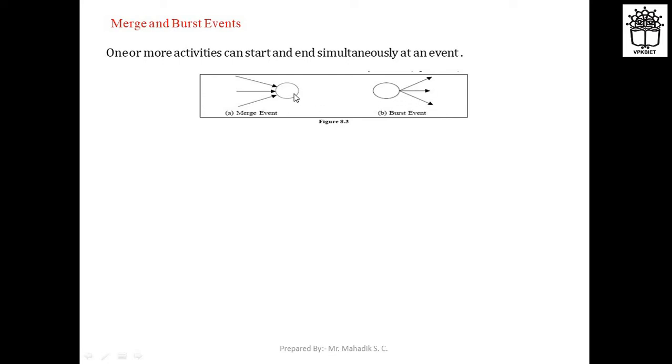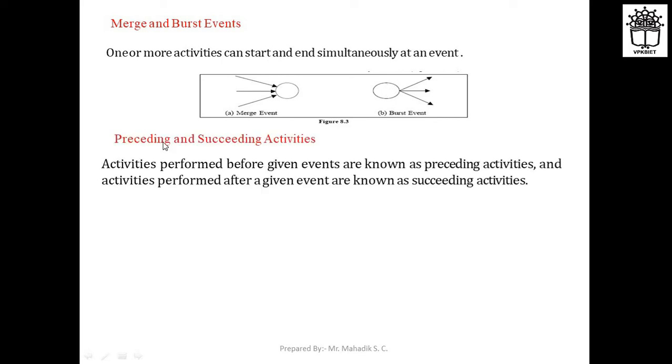If you observe this type of symbol in the network diagram, here the merging of the event will take place, and here the bursting of the event will take place, right? Basically you may observe this at the end of the event and this at the start of the event, right? Then preceding and succeeding activities, again very important terms.